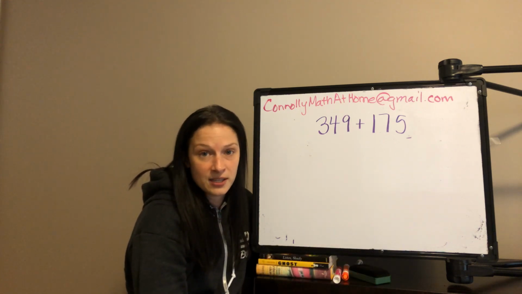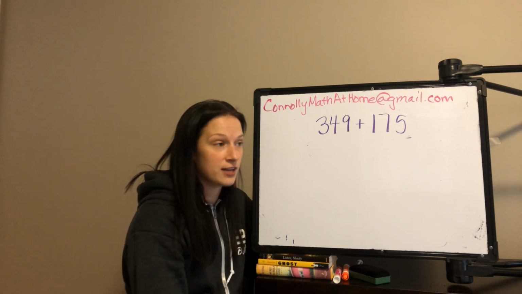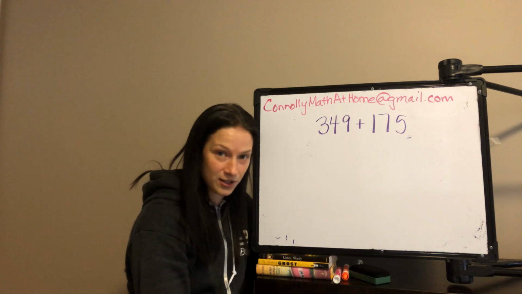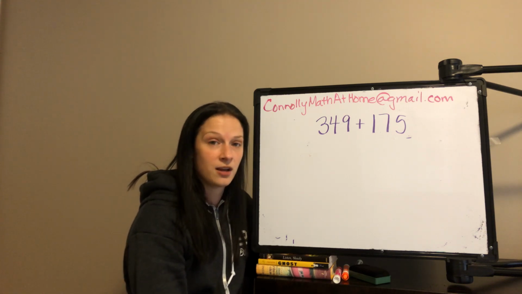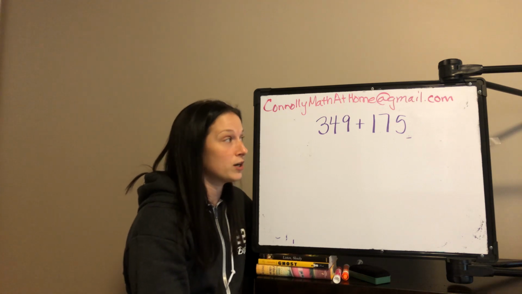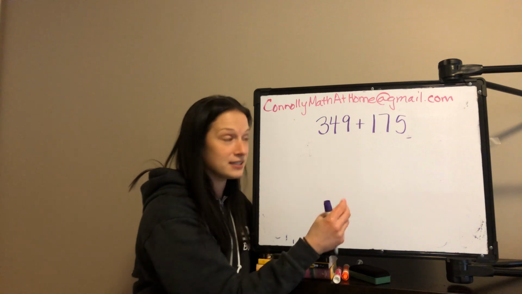There's several other ways that you can do this. Math is flexible. We want to see all the different strategies if your child is coming up with something different, or if you are the child watching this and you come up with something different. You just want to make sure you're keeping track of all of the different parts and making sure that you have 349 and 175 combined.